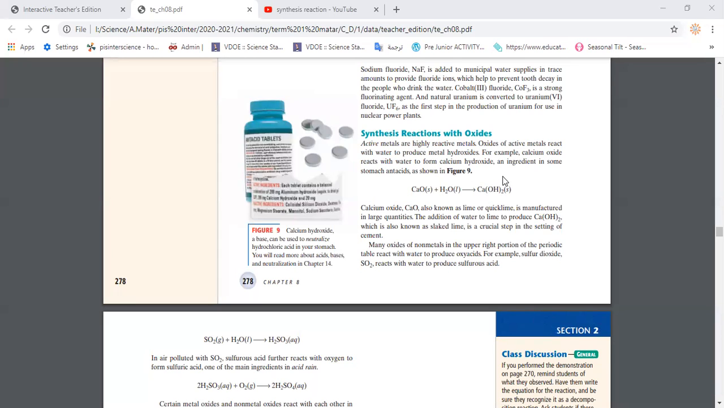This calcium hydroxide is used in making cement, which is used in construction and building purposes. Calcium oxide has a common name, which we call lime, while calcium hydroxide has another common name, known as slaked lime. That is one of the main ingredients found in cement, as we said. So it is used in construction and building purposes.